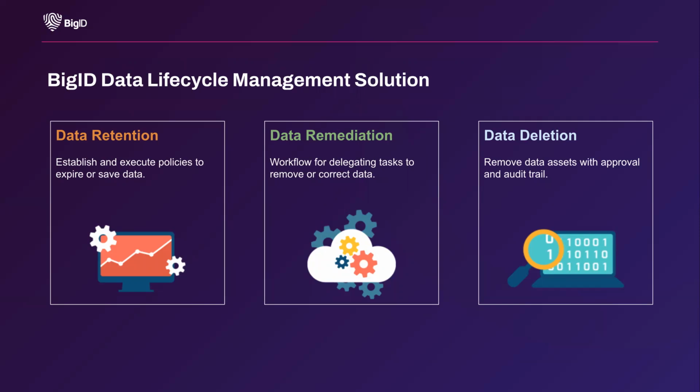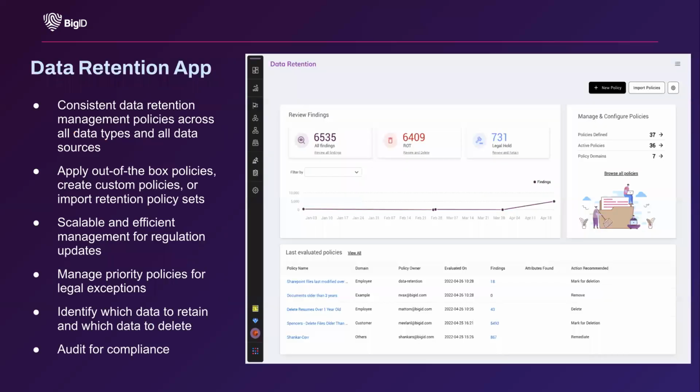We have data remediation, which is a workflow for delegating tasks to remove or correct the data. So once you know that something needs to be expired or corrected or removed or whatever that is, you need to assign someone to take that action. Or you have this data deletion, which will just remove the data assets. You have a whole workflow to have an approval trail, an audit trail, make sure you know who is doing what, and then keep an audit trail so that you can just automatically delete anything that needs to be expired and removed. Let's look at each one of these in a little bit more depth.